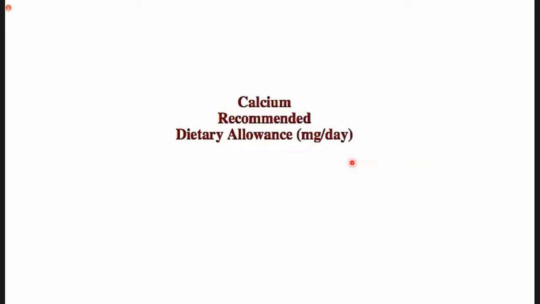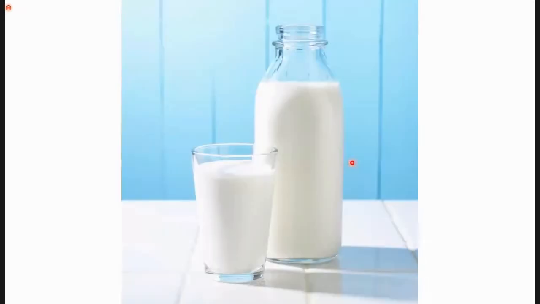Now, we have the organs that regulate the plasma calcium level, we have hormones, and we have vitamin D, which plays an important role in calcium homeostasis. But the dietary intake of calcium also plays an important role. So the recommended dietary allowance, in milligrams per day, can you guess, or if you know, please write in your chat box, or name the food items that are rich in calcium.